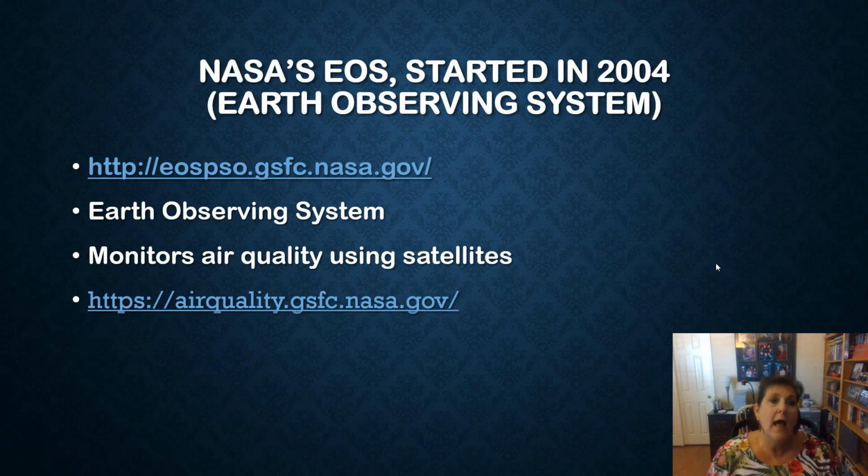So NASA has an Earth observing system. It's a bunch of satellites up in our atmosphere. NASA's EOS started in 2004, the Earth observing system, and it monitors things like climate change and ozone. It also monitors the air quality that we talked about in chapter 1. So this could be a good project for you. If you wanted to do your project on NASA's Earth observing system, you could learn all about it.